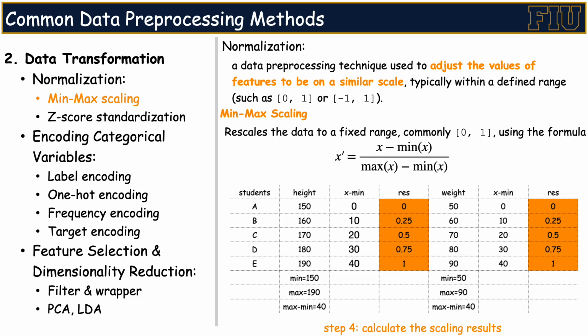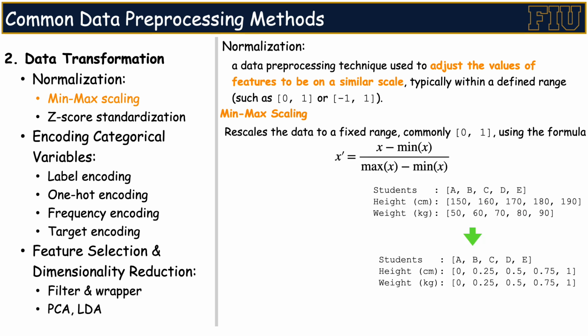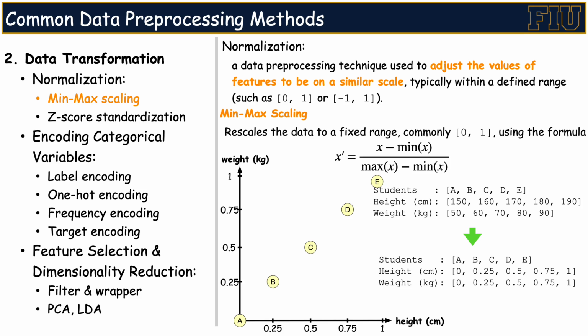Finally, we can calculate the min-max scaling results. In this example, you'll see that all the final numerical values fall within the range of 0 to 1. In other words, we have successfully transformed the original dataset into a new, normalized one through data normalization. Using the same method, we can plot the new dataset's data points in the feature space, and you'll see that weight and height are now treated fairly.